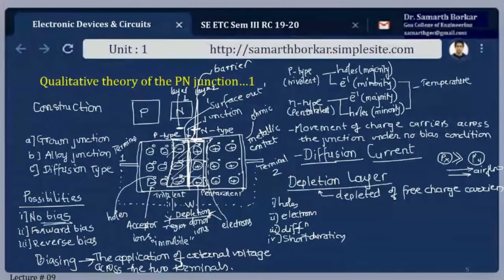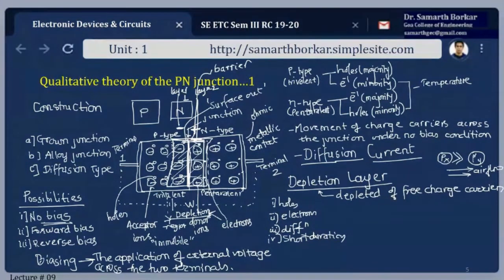To begin with, we had two blocks, p type and n type. Majority charge carriers are holes here. Here, the majority charge carriers are electrons. When they are brought together, these holes and electrons recombine. So in this region, we will be left with no free charge carriers, and because they have recombined, they have settled.